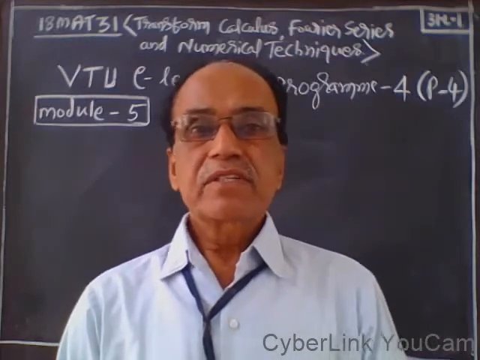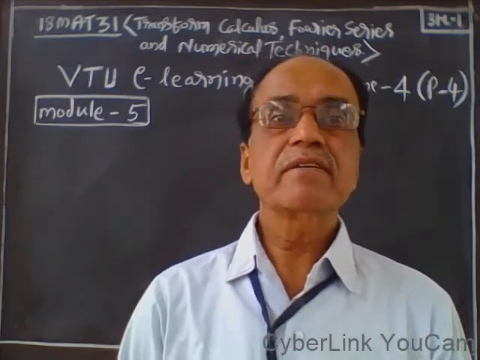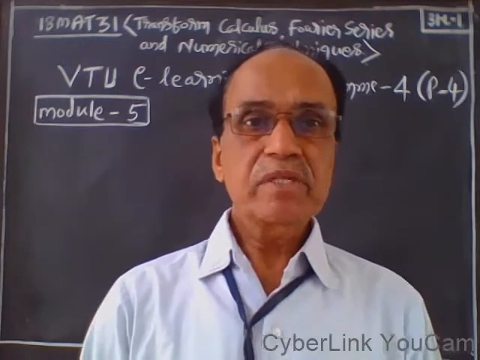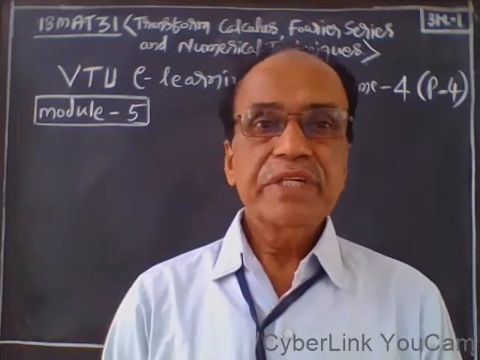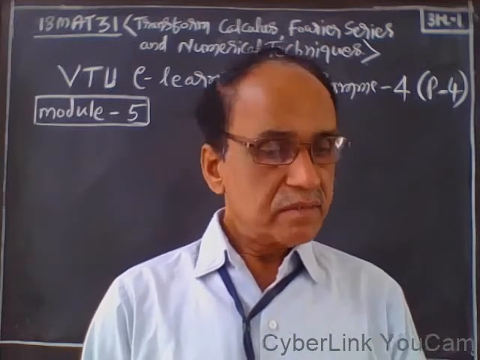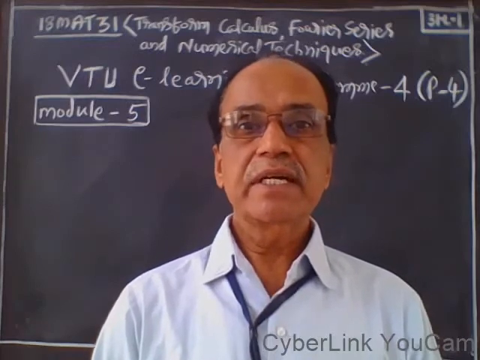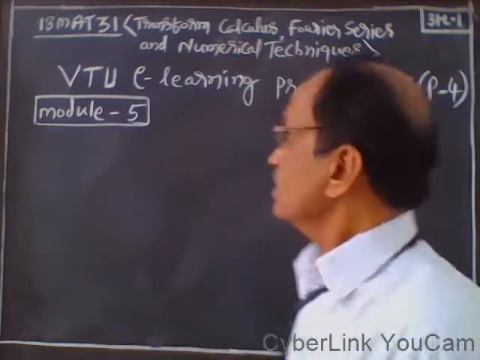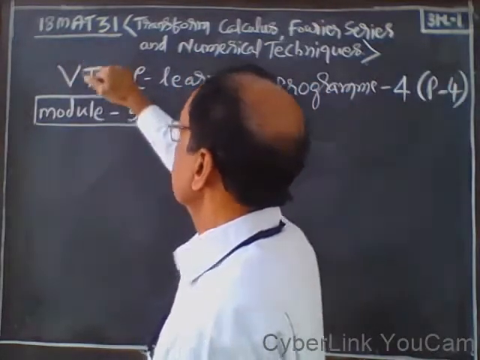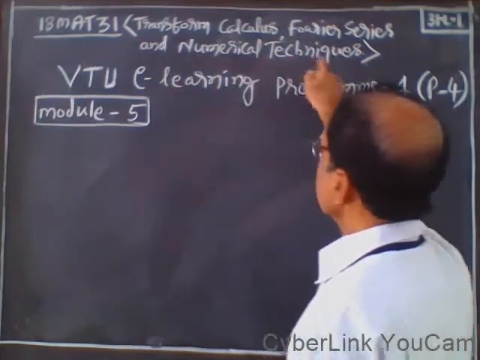I am going to discuss the part of mathematics that is Module 5 in 18 Math 31, the VTU syllabus, under the VTU e-Shikshana program, program number 4. This module consists of transform calculus, Fourier series and numerical techniques. This is the title. Subject code is 18 Math 31, transform calculus, Fourier series and numerical techniques.